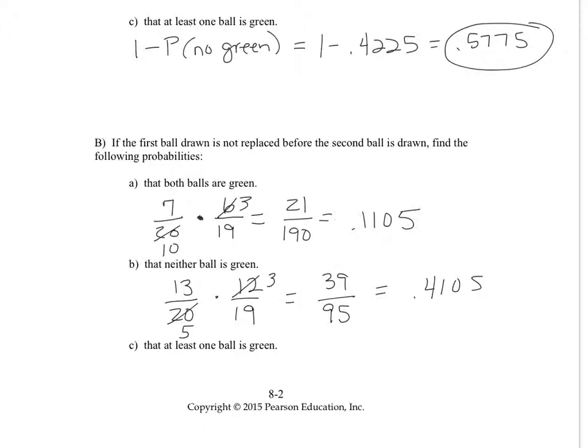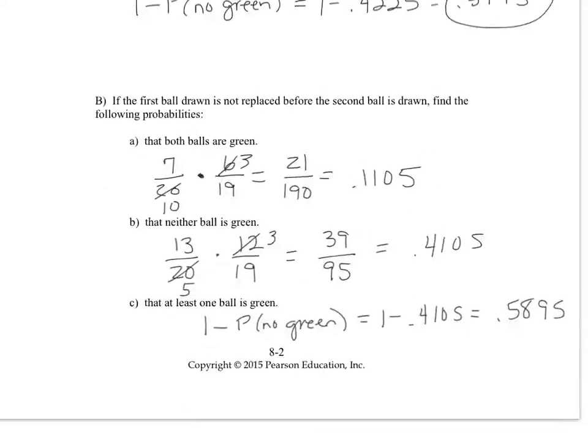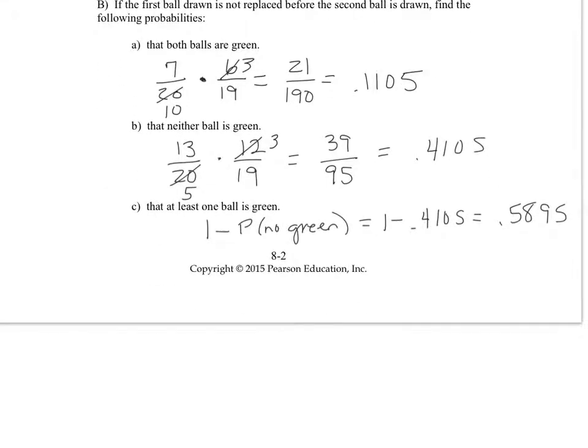And again, I can calculate that at least one ball is green the same way. I can get the complement. That would be 1 minus the probability of no green, which we just found in B. So 1 minus 0.4105 would give us 0.5895. And let's look at the last slide.